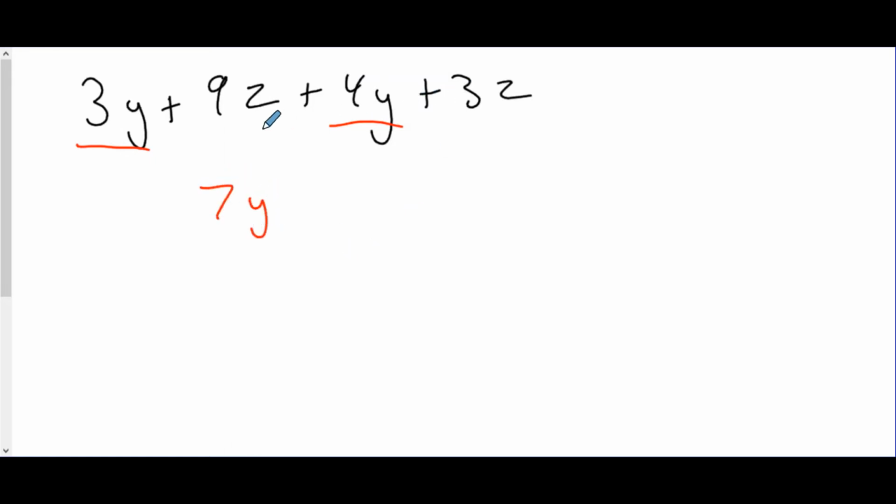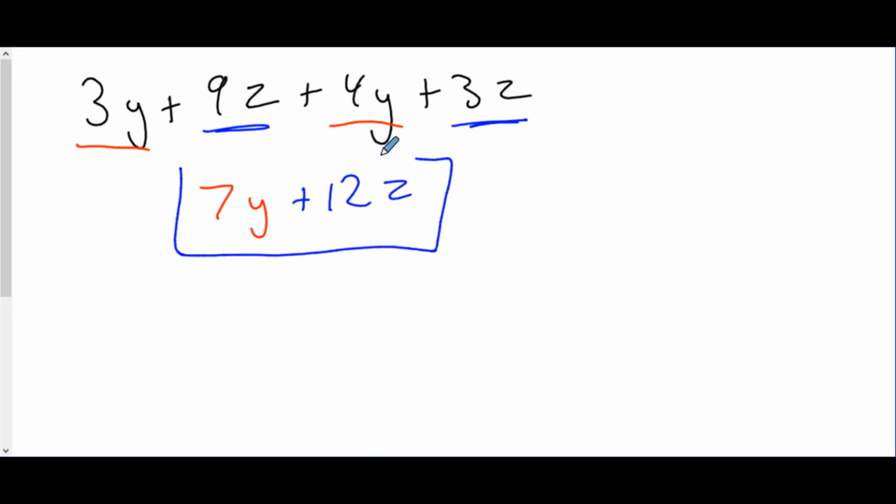And then I also see that I have z's, 9z's plus 3z's. Again, like terms, they're both z's. 9 plus 3 is a total of positive 12z's. And notice I'm writing my terms in alphabetical order here, y first and then the z. And I can't add those because those are not like terms, so I am done.